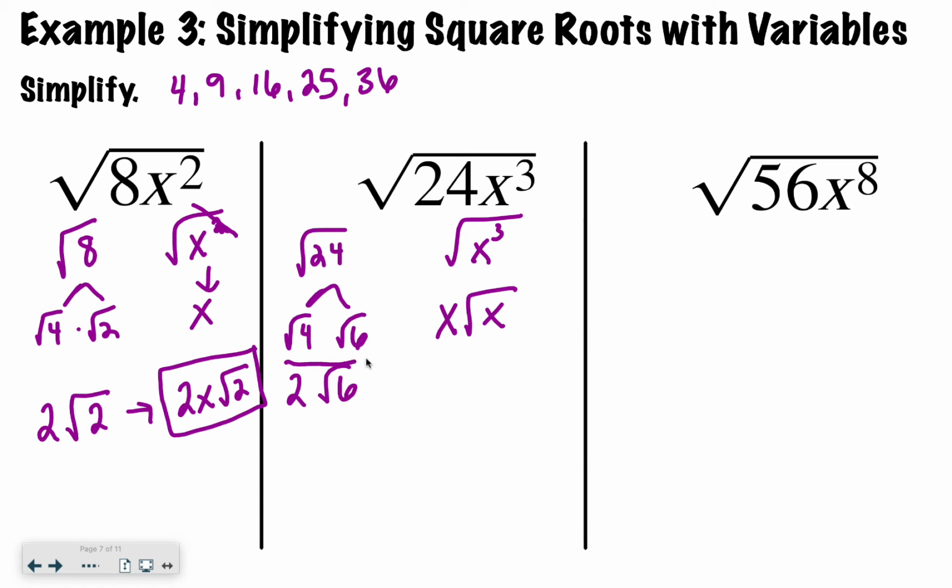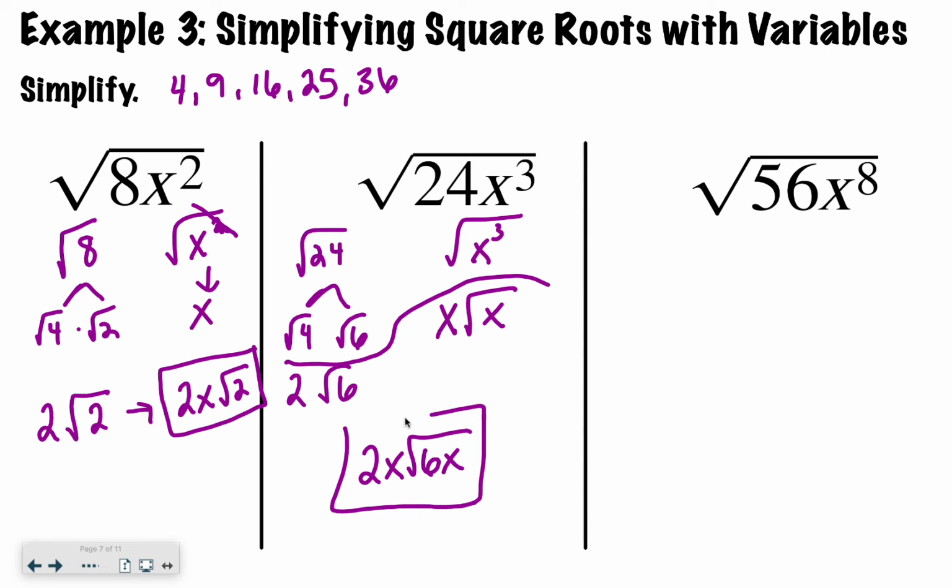Now, looking at these 2 things together, I'm going to write the 2 things that are outside of the square root together, and then I'm going to write the 2 things under the square root together. So I would have 2x times the square root of 6x. And that would be my final answer.